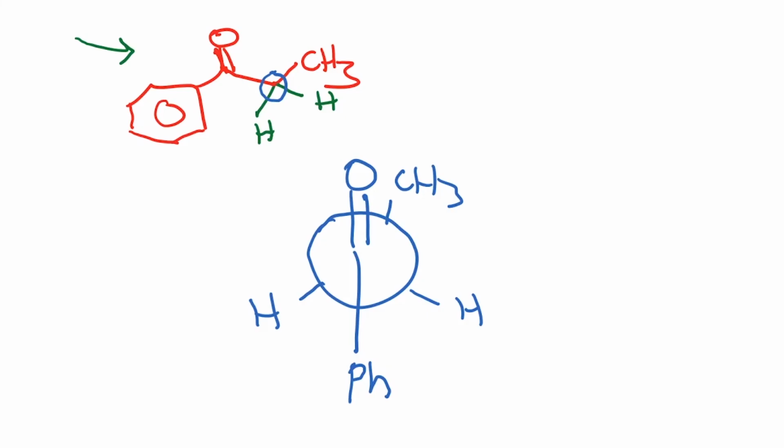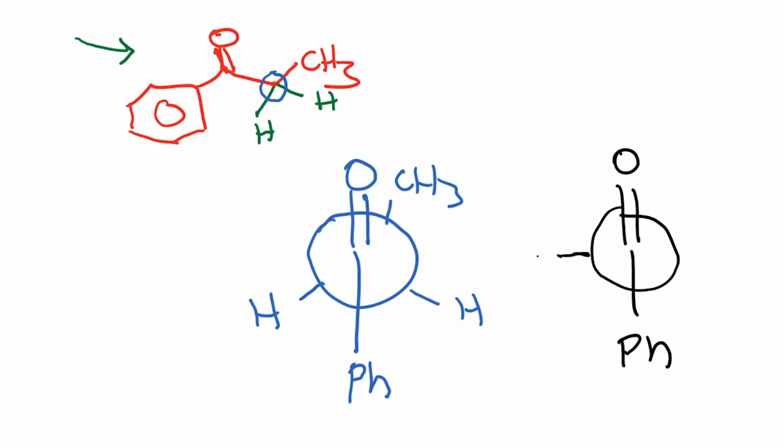Okay, and now you can always do rotations and draw out other conformations. So you have C double bond O, Ph. Now your CH3 can be perpendicular to the carbonyl, so this is 90 degrees over here, or it can be eclipsing. You can draw multiple conformations that are relevant to the carbonyl chemistry. Okay, now with this background in mind, let's look at one of the examples that we want to understand.